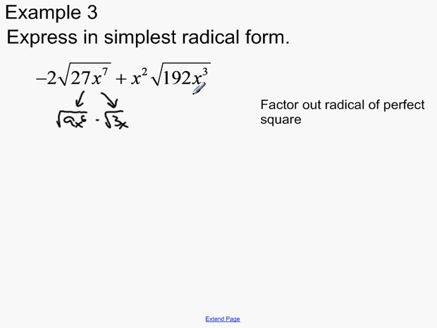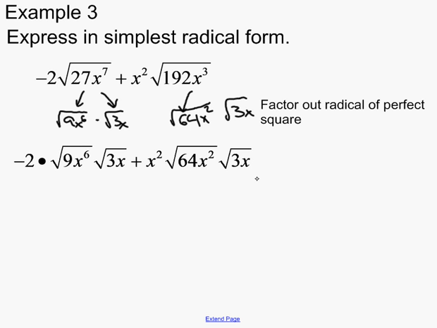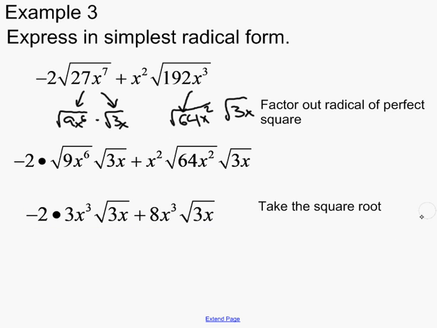Okay, we can also factor this out. We can use radical 64 for the 192 times radical 3. And for the x to the third, factor out the highest even exponent. That would be x squared and x. So let's bring everything else down, and we get this. Okay, so just take the square root now, and we get this expression.